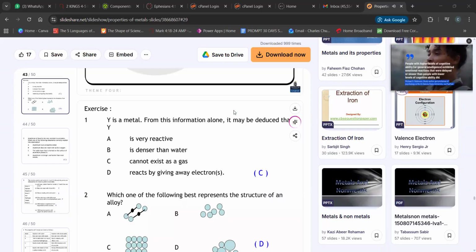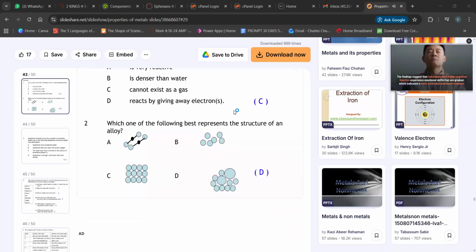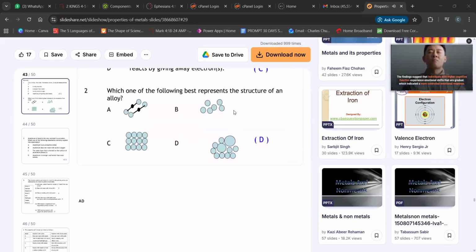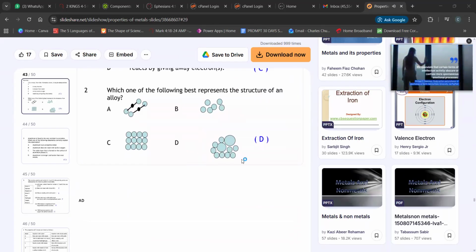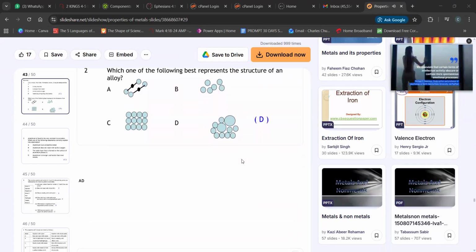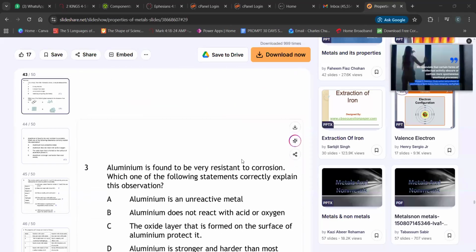Did you get that? Yeah. Okay, so it cannot exist as a gas at room temperature. The next one says, which of the following best represents the structure of an alloy? Can you see why it is D? Is it D then? Yes, it is. It is very much D because of the difference in the shapes of the atoms.